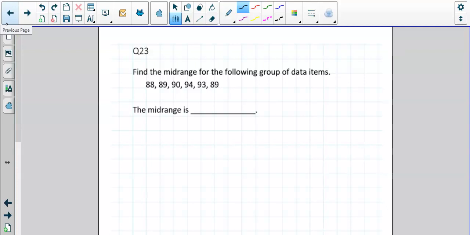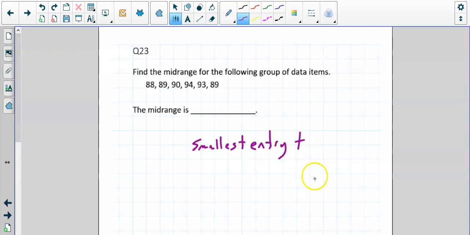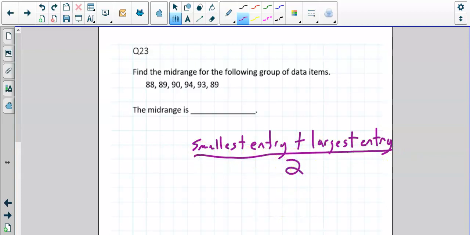Mid-range. So remember mid-range, when you talked about it in class, mid-range is really easy to find. All you're going to do is take the smallest entry, add that with the largest entry, and then divide by 2.